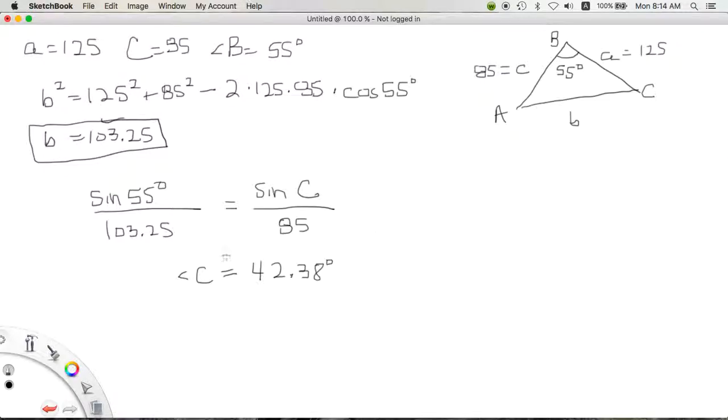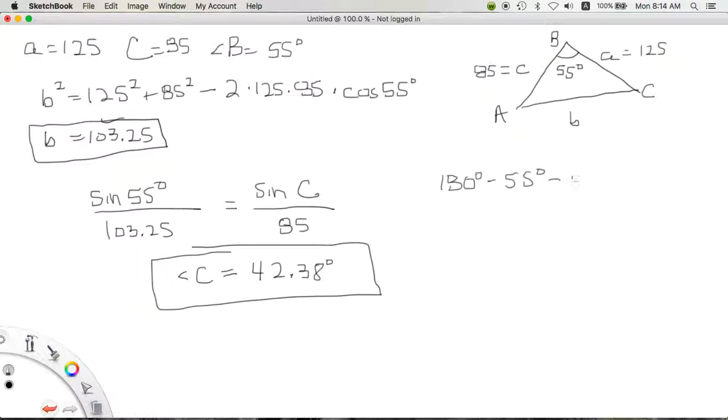And then we say 180 degrees minus 55 degrees minus 42.38 degrees, and we get 82.62 degrees for angle A.